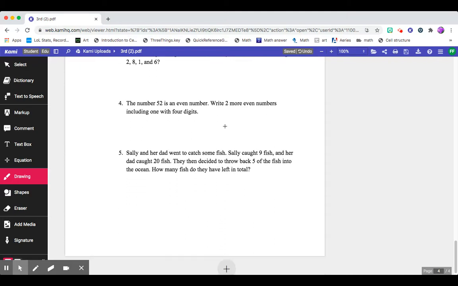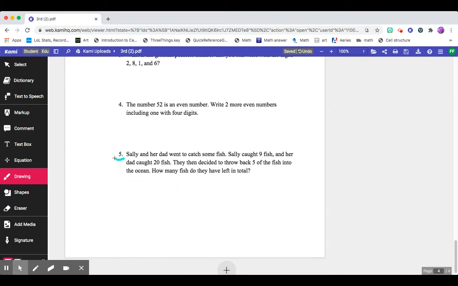And let's try the last question, number 5. Sally and her dad went to catch some fish. Sally caught 9 fish and her dad caught 20 fish. Then they decided to throw back 5 of the fish into the ocean. How many fish do they have left in total?